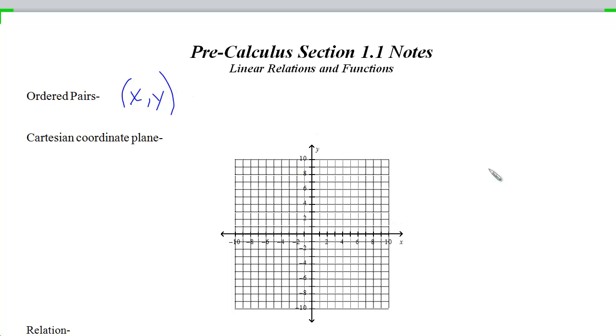So if we had, say, an ordered pair of (4, 2), that corresponds to 4 over on the x-axis and 2 up on the y, and would be placed right there.